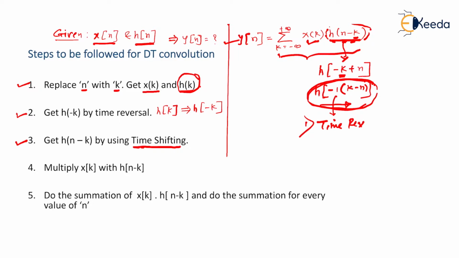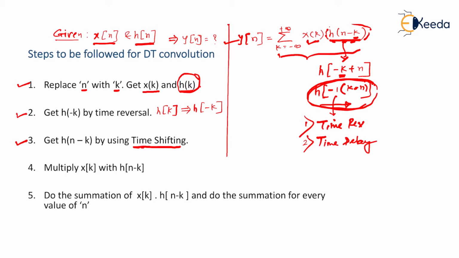That is the first step. And in the second step, what you're going to do is, now it is minus n, it means you have to delay by n. So we use the time delay property. That time delay property means what we call time shifting. And after doing so, now x of k is also available, h of n minus k is also available.